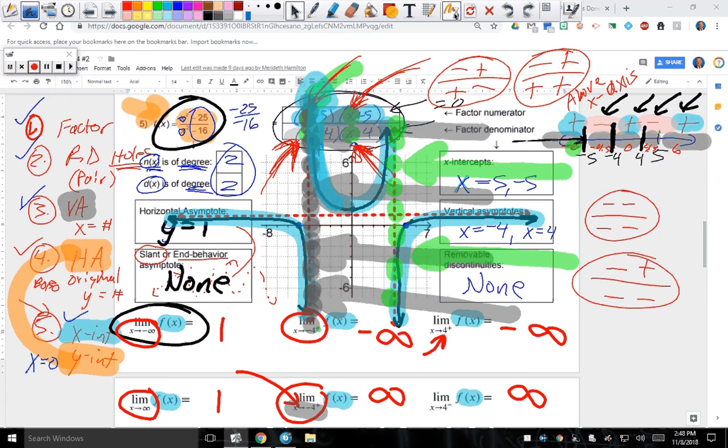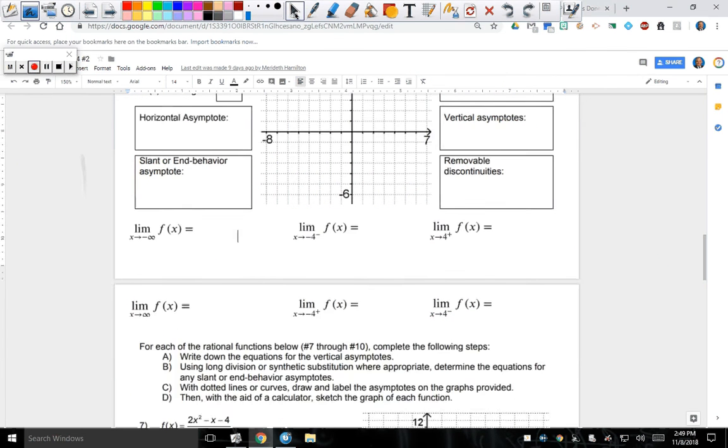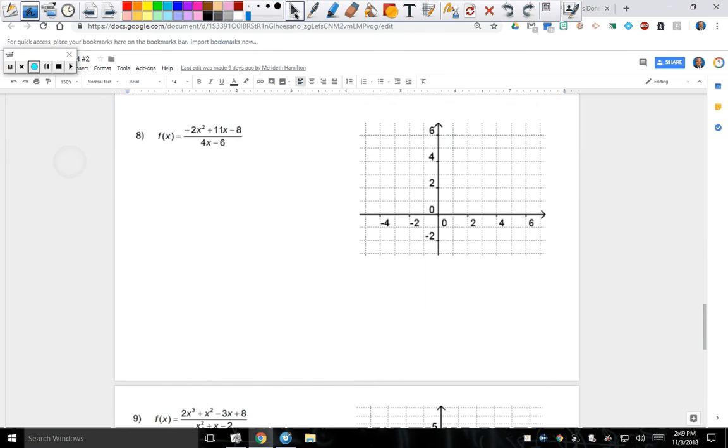Alright, what other example from the homework do you all want to work out right now? Or even from notes? More so from homework because that's what I know you have the questions on. Number 8. Number 8. Okay.